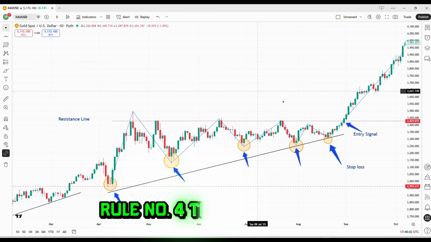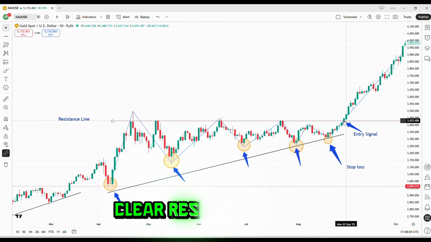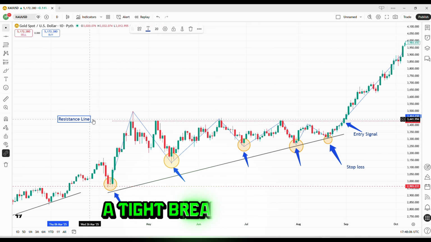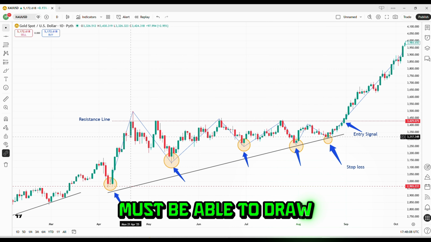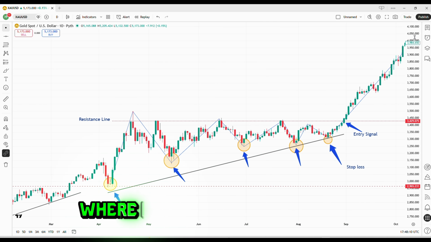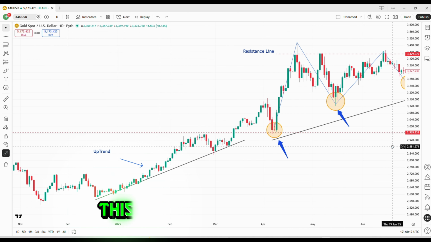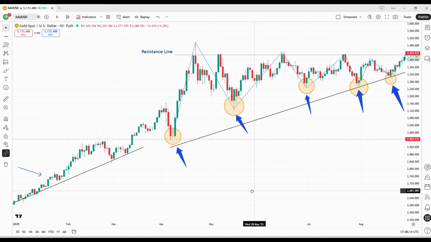Rule number 4. There must be a clear resistance level, a tight breakout line. You must be able to draw a horizontal level where price repeatedly stalls. This becomes your trigger.